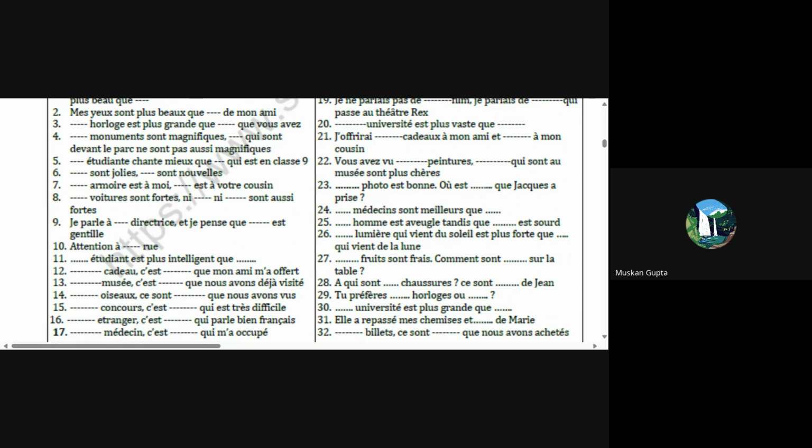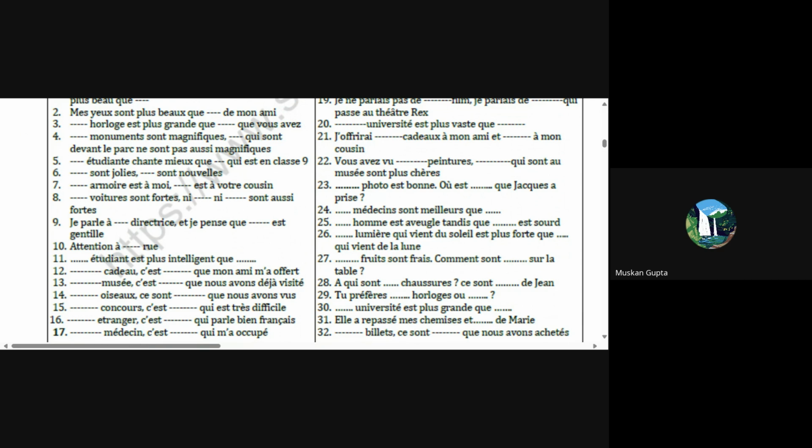So let's discuss. First we have: Mes yeux sont plus beaux que. The answer, celle. First of all, which noun are you replacing? Yeux, right? Yeux is eyes, masculine plural. The singular form of eye in French is œil. So for the second one, it would be ceux.